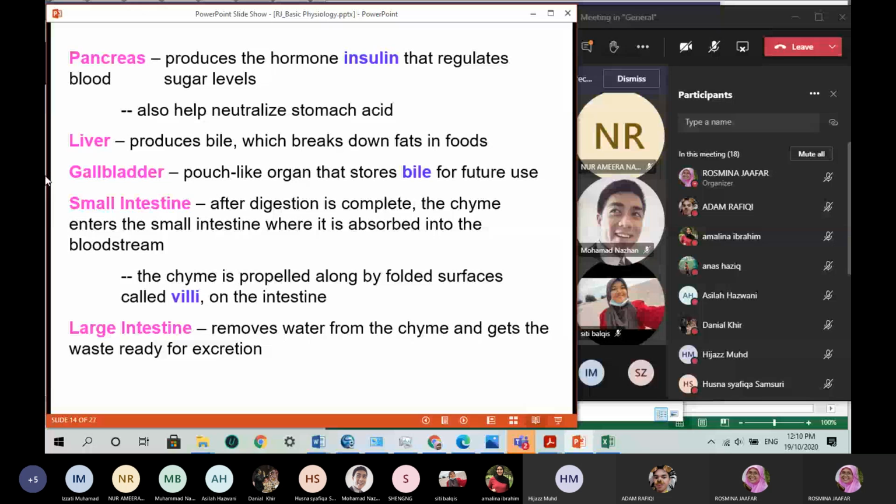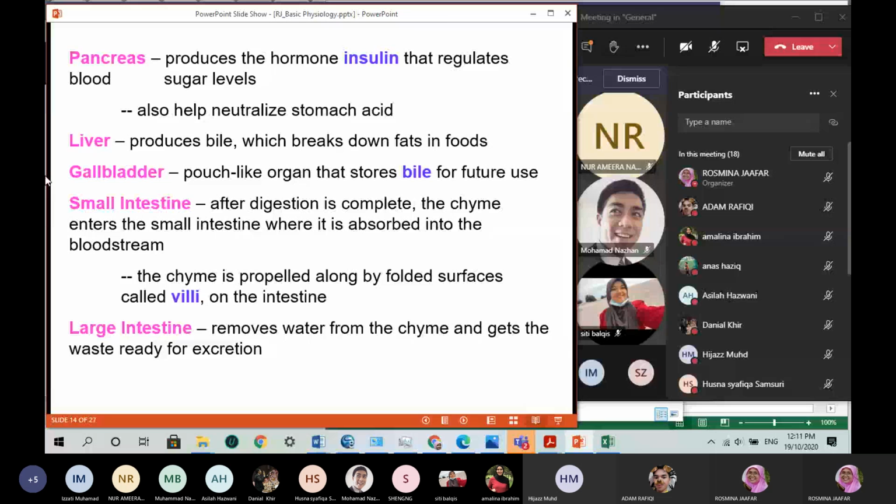After you eat, you feel full, so you don't feel hungry. But when your stomach is empty, it sends signals to the brain that your stomach is empty. Now you feel hungry. You want to eat. So those are interactions between the digestive system and the nervous system.